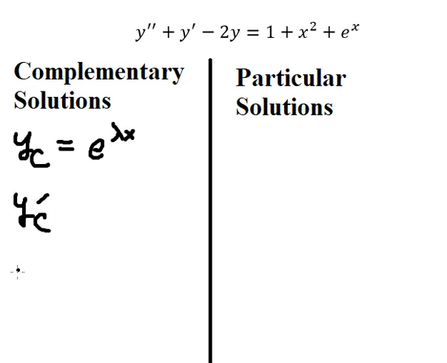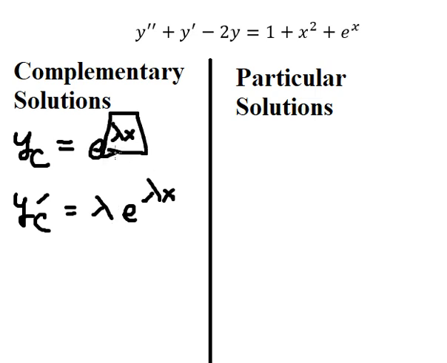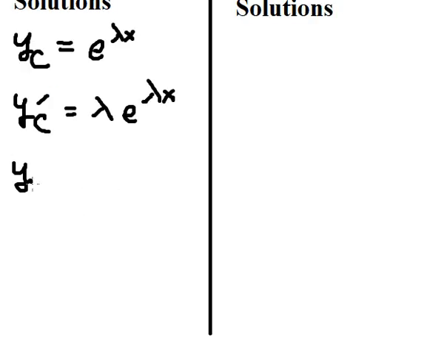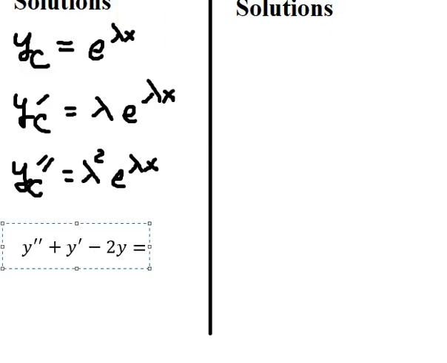Later, we need to do first the derivative of yc, and we have lambda e to the power of lambda s. When we do first the derivative of this one, we keep the same e to the power of lambda s. Later, we need to do first the derivative of lambda s. You got lambda. The second derivative of yc is lambda square e to the power of lambda s. Because this is about complementary solutions, I will put this one equal to 0.